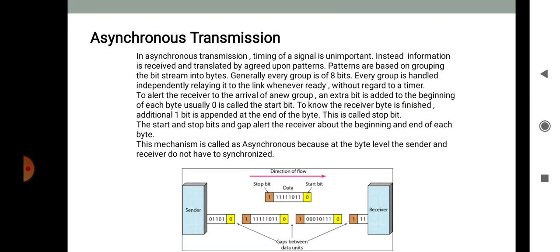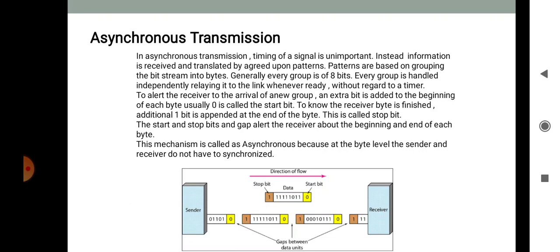To alert the receiver to the arrival of a new group, an extra bit is added to the beginning of each byte. Usually 0 is called the start bit. To let the receiver know the byte is finished, an additional 1 bit is appended at the end of the byte. This is called the stop bit. The start and stop bits and the gap alert the receiver about the beginning and end of each byte. This mechanism is called asynchronous because at the byte level the sender and receiver do not have to be synchronized.